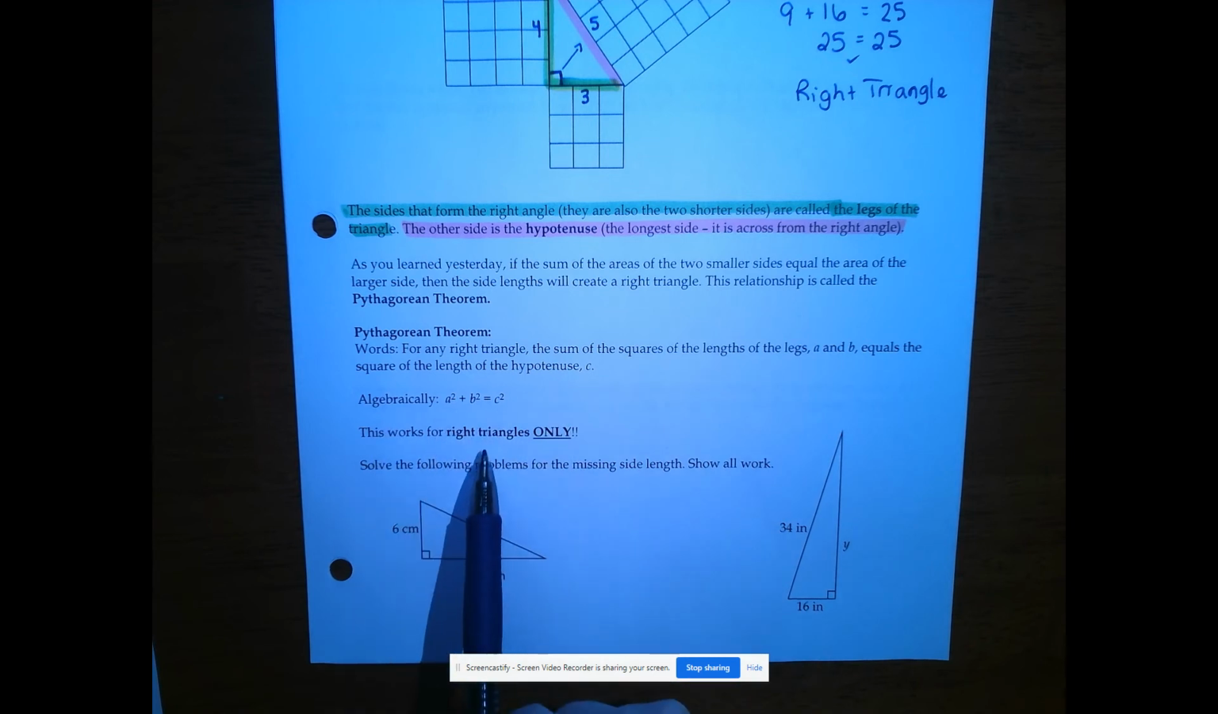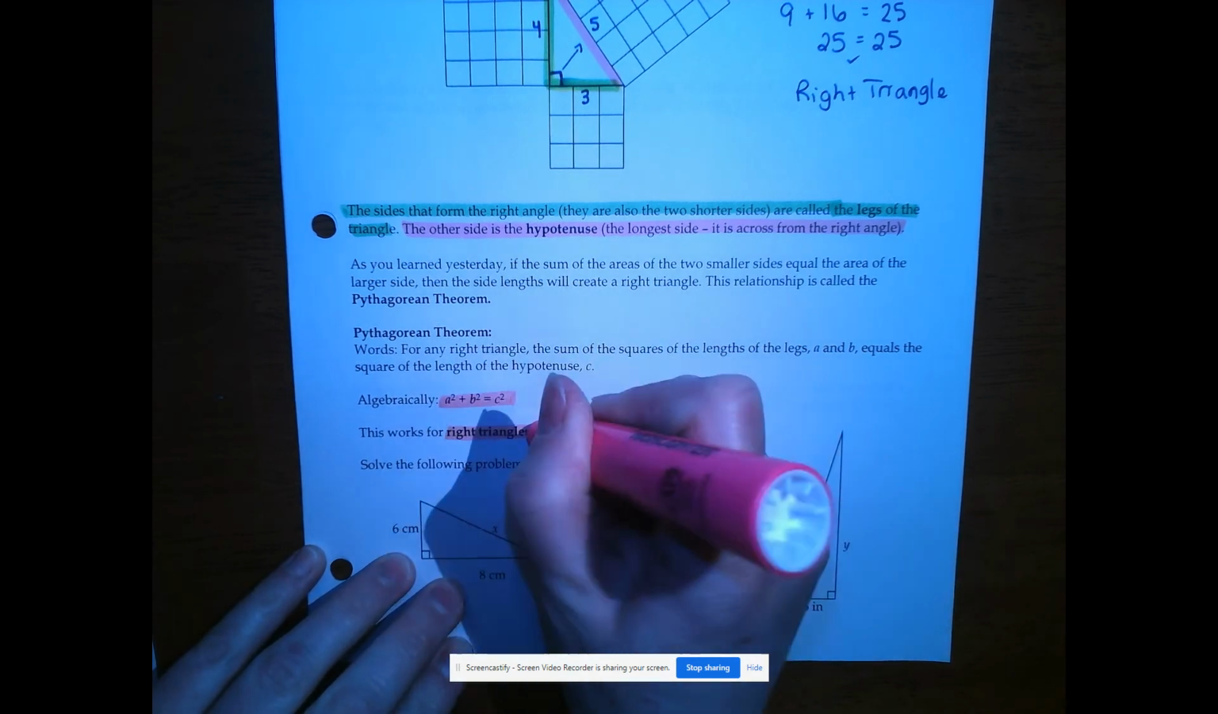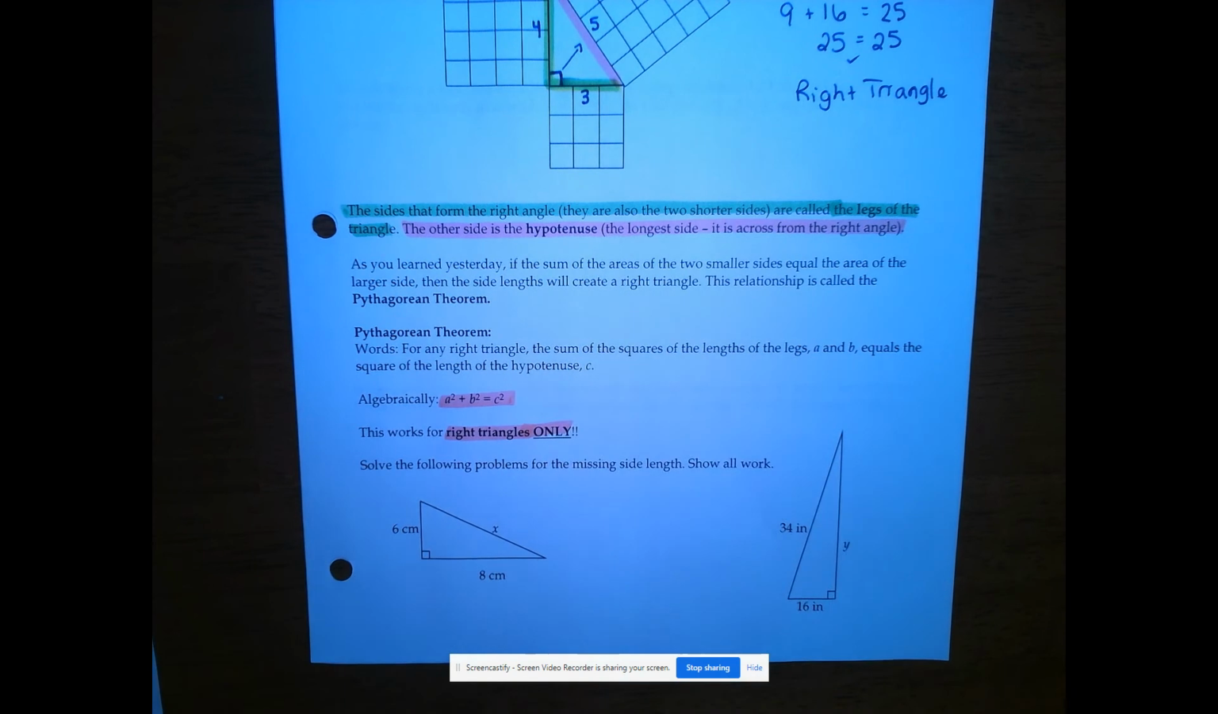Again, right triangles only. If you think back to the previous lesson, we had a squared plus b squared, and it was specific to right triangles. That's how we knew if something was a right triangle. So on this one, we're going to look at a missing side length. How do we find a missing side length if we know it's a right triangle?